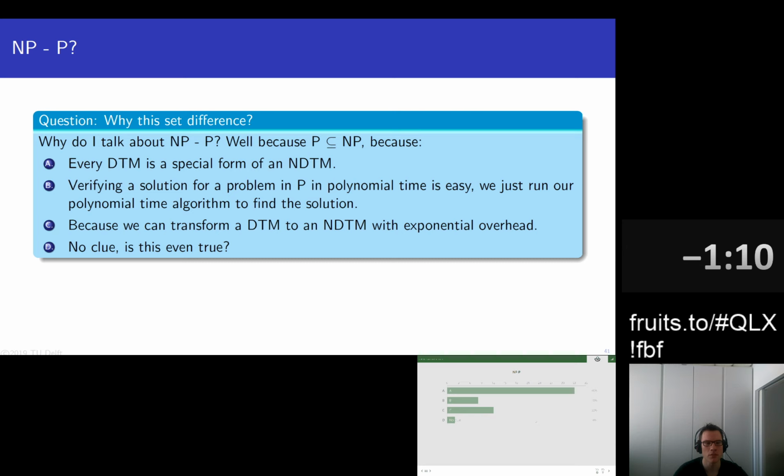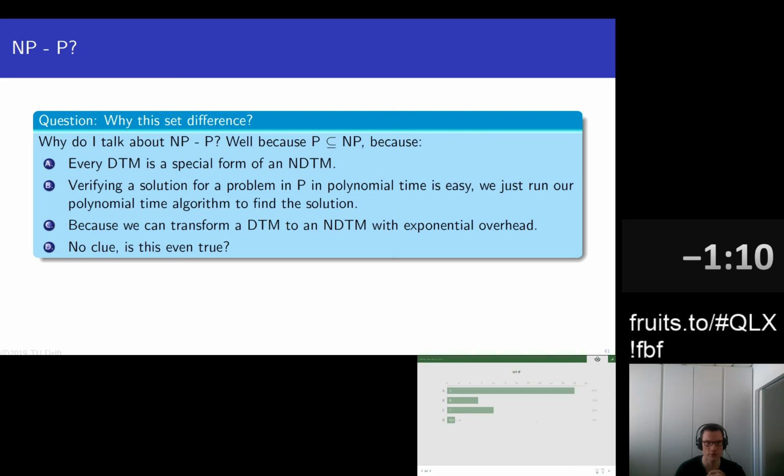Now answer B is also correct. Remember that the alternative definition for NP we saw is that verifying a solution is easy. Well, we can easily verify a solution to a problem in P. What do I do? I just find the solution and I check whether it's the same. Finding the solution I can do in polynomial time. That's why the problem is in P. So verifying a solution, if you give me one, I'll just run my algorithm to find this solution and compare whatever you're telling me with the solution I found. So answer B is also correct.